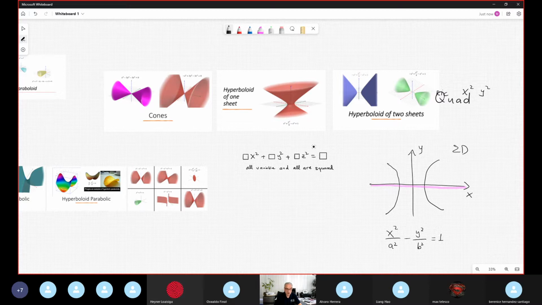So, suppose that you have one equation in which this number is a square. This is also a square. And this is also a square. Wow, this is the same. And we have the number. But in this case, in the ellipsoid, this number is positive.